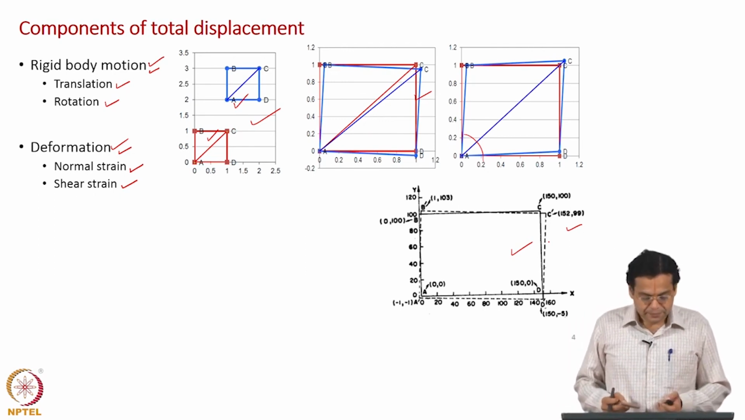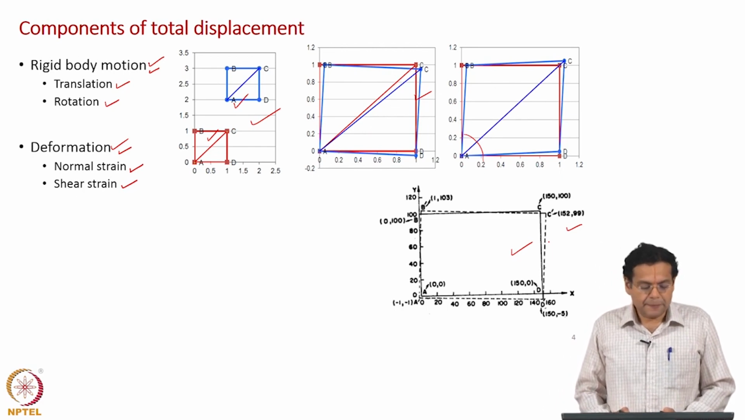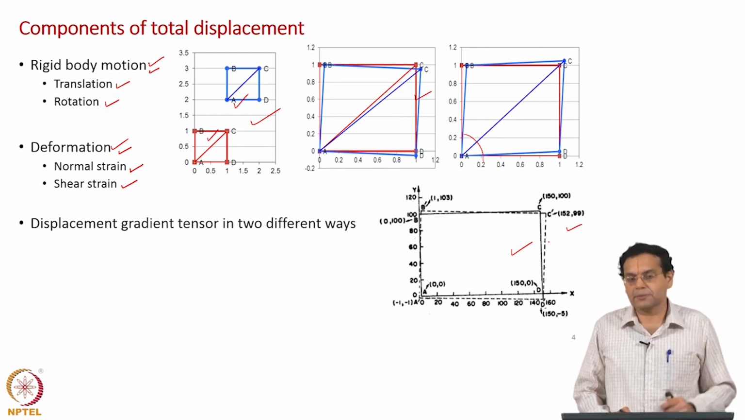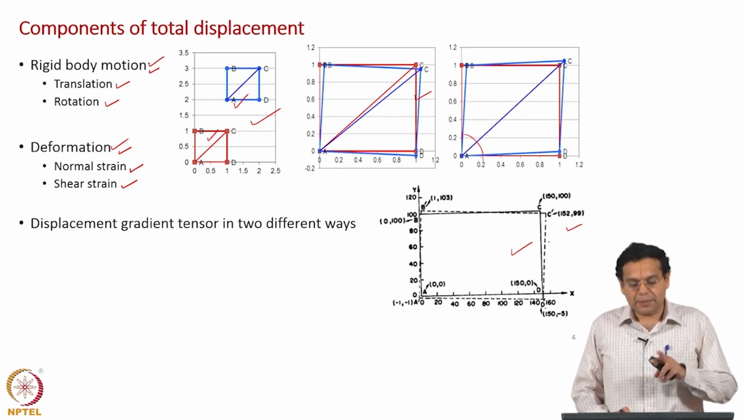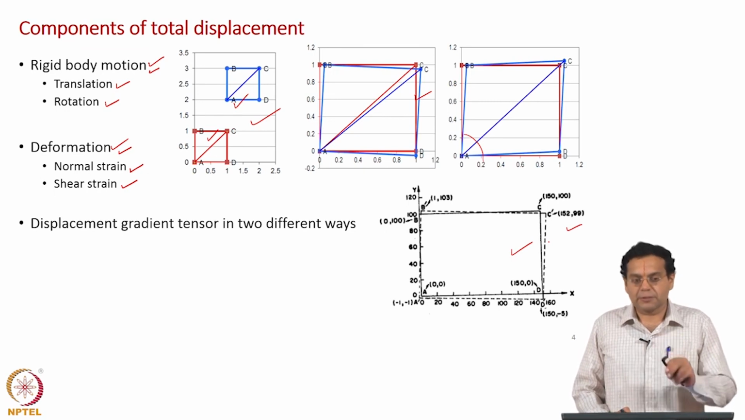Okay. Now, how are we going to do this? The way in which we are going to do this is to express the displacement gradient tensor in two different ways, and then achieve our objective of splitting the displacement into rigid body motion and deformation. That is how we are going to do.